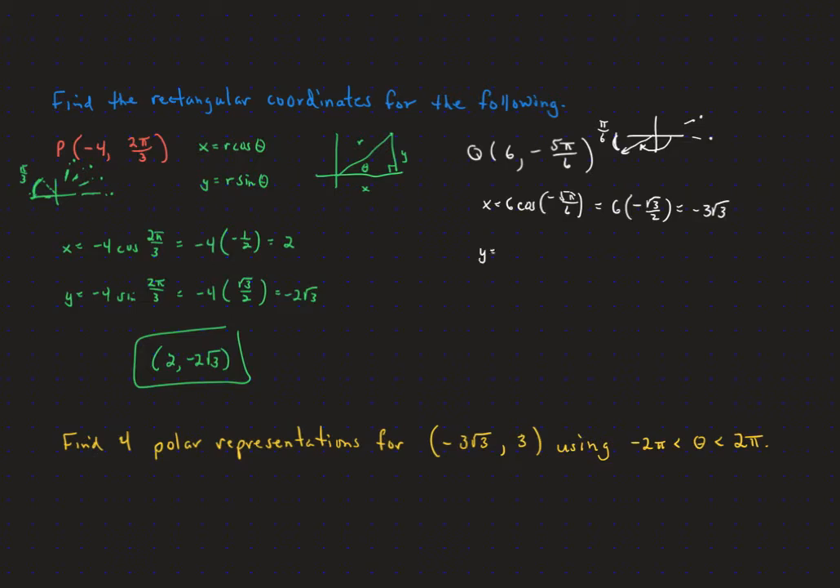Y is going to be 6 times the sine of negative 5 pi over 6. So that's going to be 6 times, again, reference angle is pi over 6. Sine starts small, so it's going to go 0, 1/2. In quadrant 3, sine is also negative, so that's going to make that be a negative 3. And our coordinates are going to be negative 3 square root of 3, comma, negative 3.